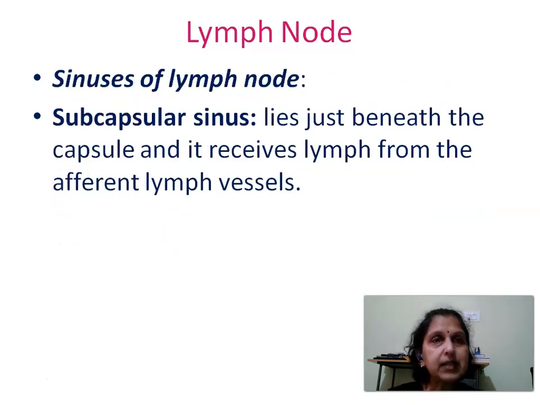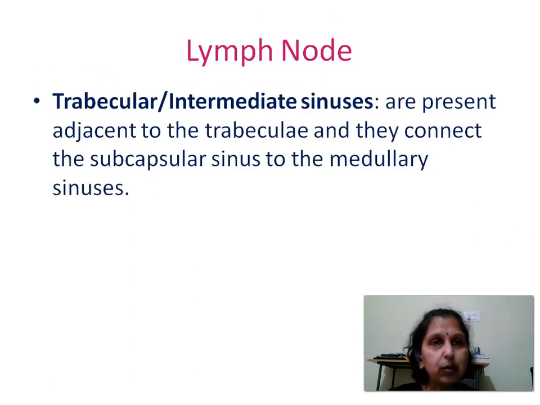Let us now see the sinuses of the lymph node. Three types of sinuses are seen here. Subcapsular sinus lies just beneath the capsule and it receives lymph from the afferent lymph vessels. Trabecular or intermediate sinuses, these are present adjacent to the trabeculae and they connect the subcapsular sinus to the medullary sinuses.